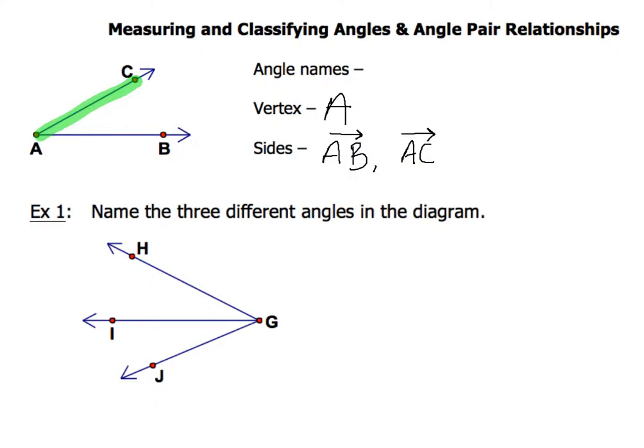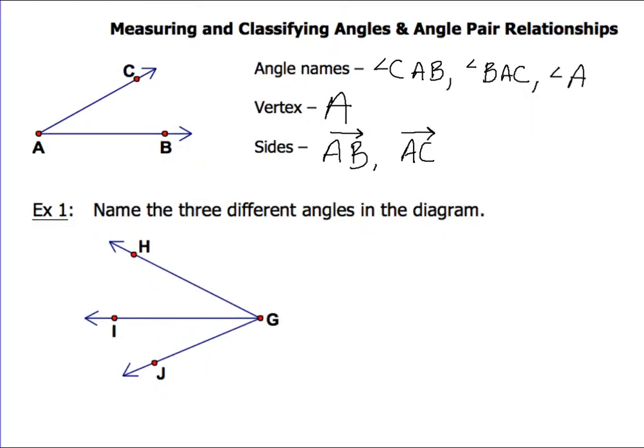Naming the angle can be a little bit tricky. You can name this particular angle three different ways. One of those ways is to start at point C. If you start at point C, the name of this angle is going to be angle CAB. A second way that you can name this angle, if you start at point B, you could call this angle BAC. The third way to name this angle, we could simply just call it angle A.